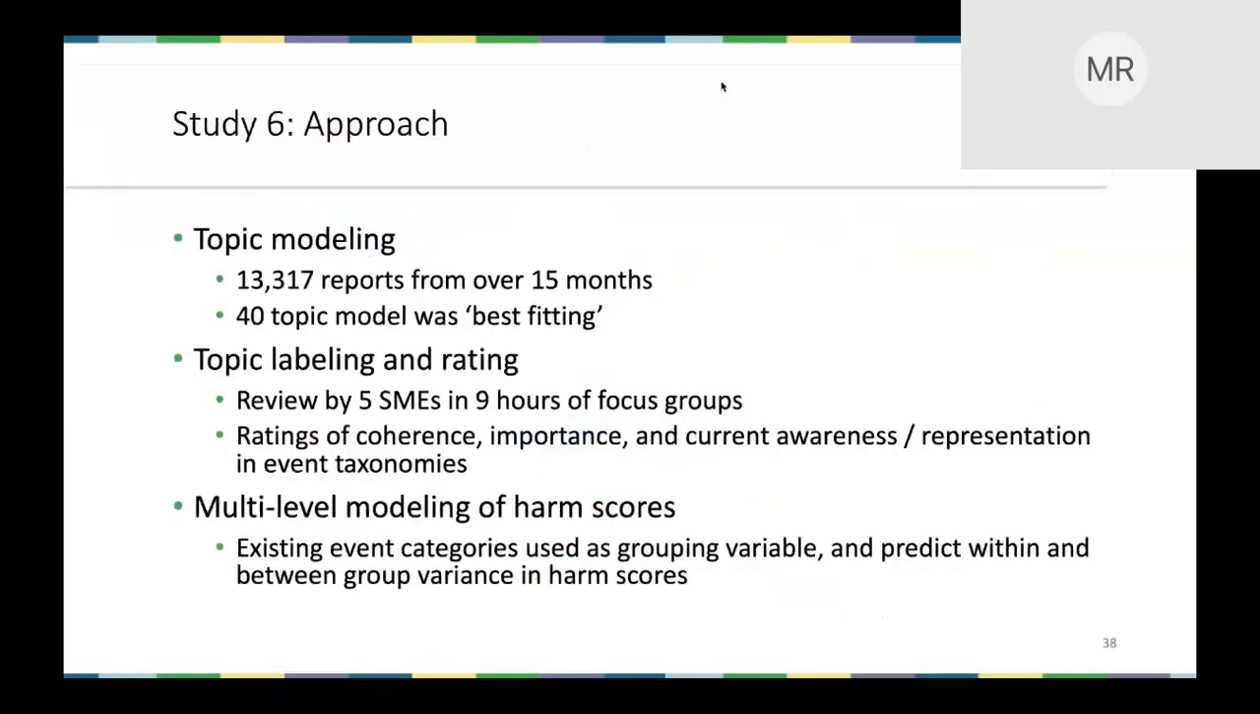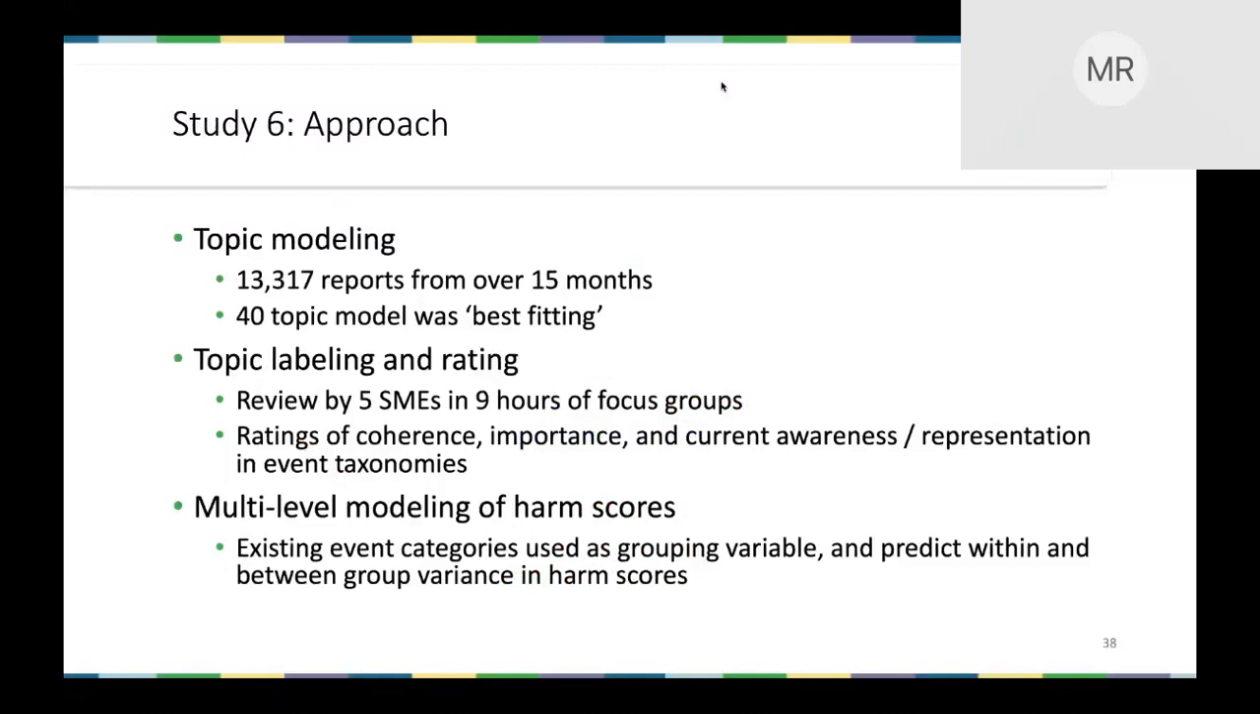So what we did is we ran that modeling technique over about 13,000 reports and generated a 40-topic model. Then we had experts, people who work with the event reporting system in our patient safety office all the time, sit down and look at all those and evaluate them. That took about 9 hours to get them to go through all this, where you look at the top terms for each topic, and you look at representative documents and had them judge, is this a coherent thing?